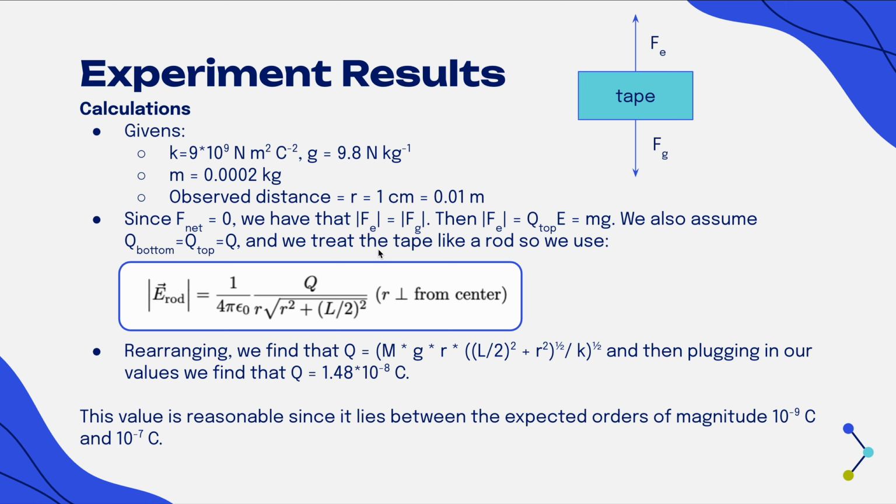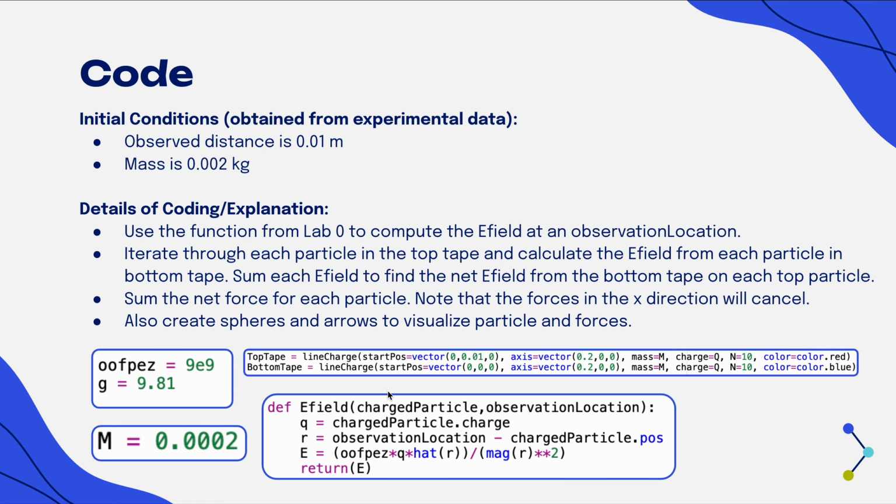After that, I set the net force equal to zero. So the electric force equals Fg, and so QE equals mg. Recognizing that since the two tapes have the same charge, we can just set that equal to Q and solve for Q. From that, we get 1.4 times 10 to the negative 8 coulombs, which is reasonable because it's in the range that we were expecting.